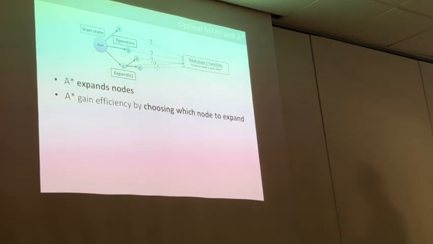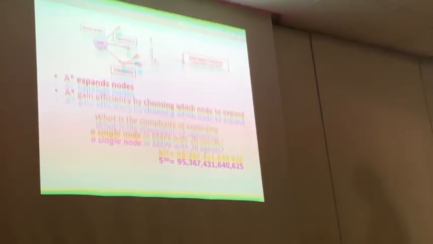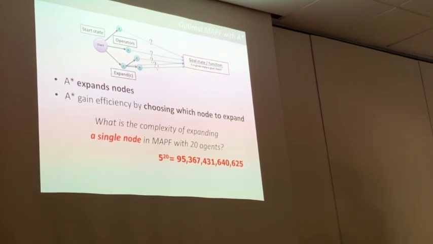Good. So let's think about how much it will cost us to expand a node in multi-agent pathfinding. What is the complexity of expanding a single node in a multi-agent pathfinding problem with 20 agents? The branching factor, which is 5 to the power of 20. Just a curiosity, this is how the number looks. It's large. So even if you have a wonderful heuristic and a wonderful heuristic search algorithm, you're still in a problem.